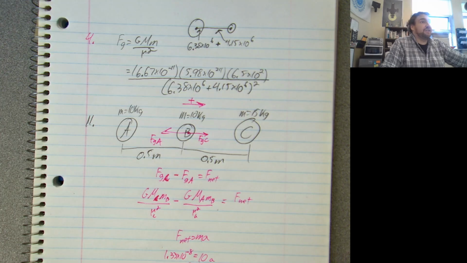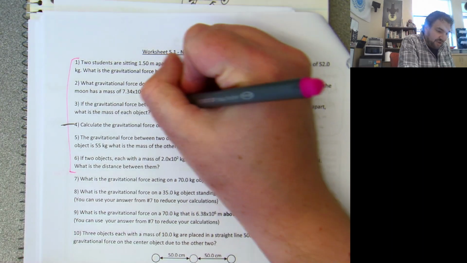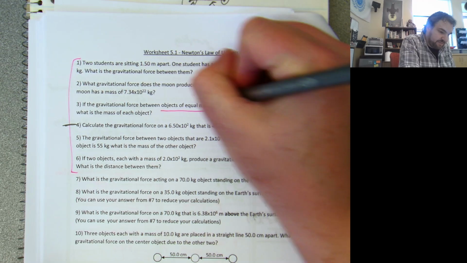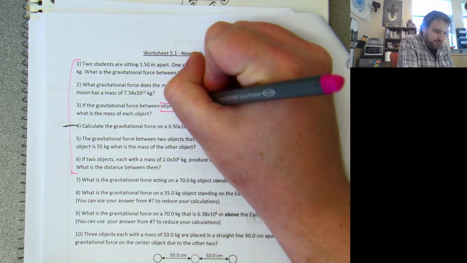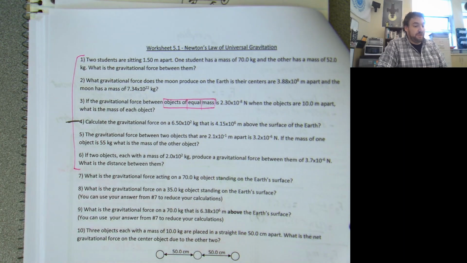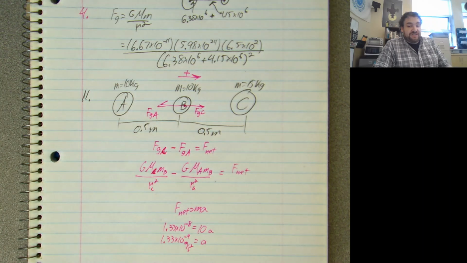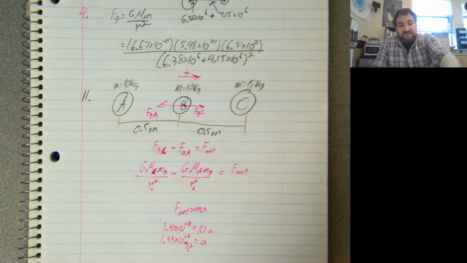Okay, if you haven't had a chance to look at 3, please do. There is an important word here in 3. The important word is that those masses, the objects of equal mass, that word equal is really important. So if you haven't had a chance to look at 3, definitely do that. If there are no other questions, then let's take a look at today's stuff.